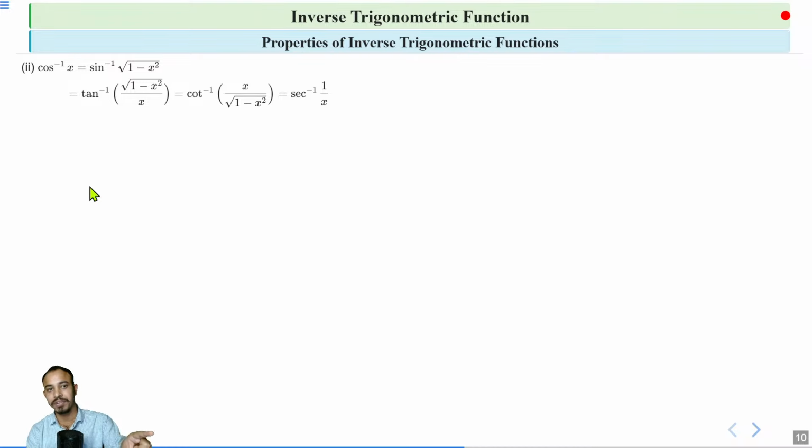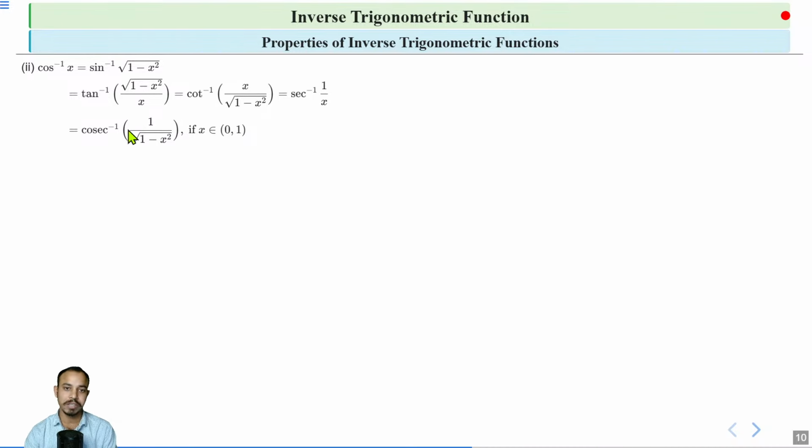Then you can convert cos inverse x into tan inverse of something. So cos inverse x is equal to tan inverse of square root of 1 minus x square divided by x. This is equal to cot inverse of x divided by square root of 1 minus x square, and this is equal to sec inverse of 1 by x. So keep this property in mind also. Cos inverse of x is equal to sin inverse of square root of 1 minus x square, equal to tan inverse of square root of 1 minus x square divided by x, equal to cot inverse of x divided by square root of 1 minus x square, equal to sec inverse of 1 by x.